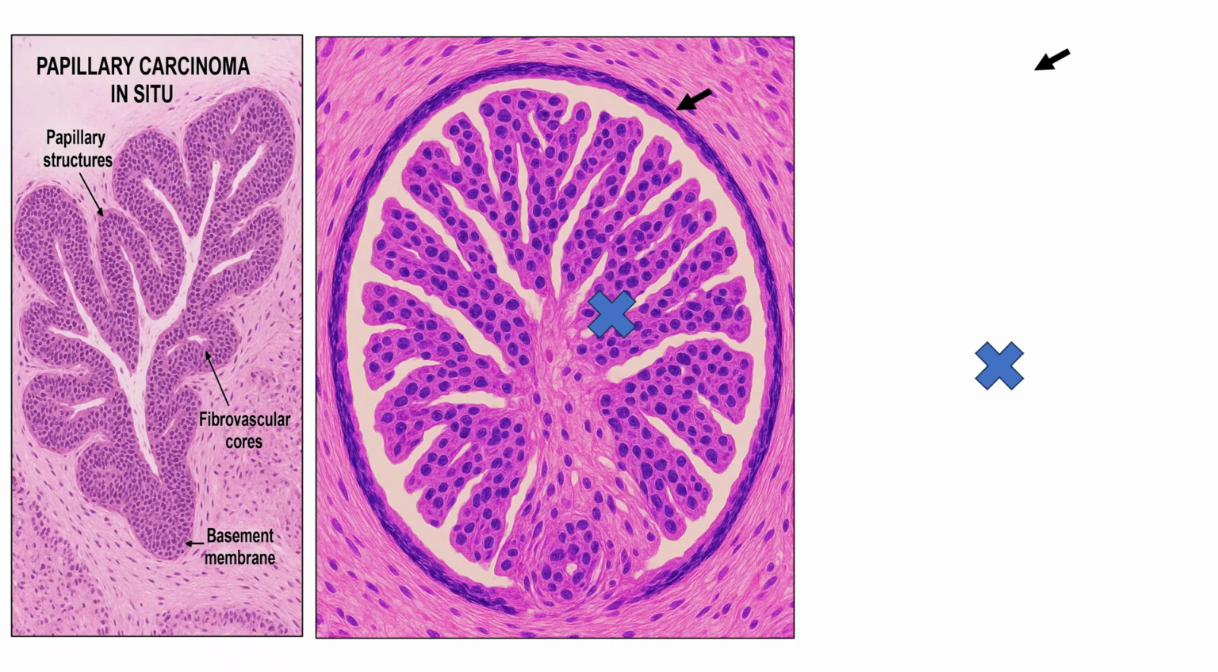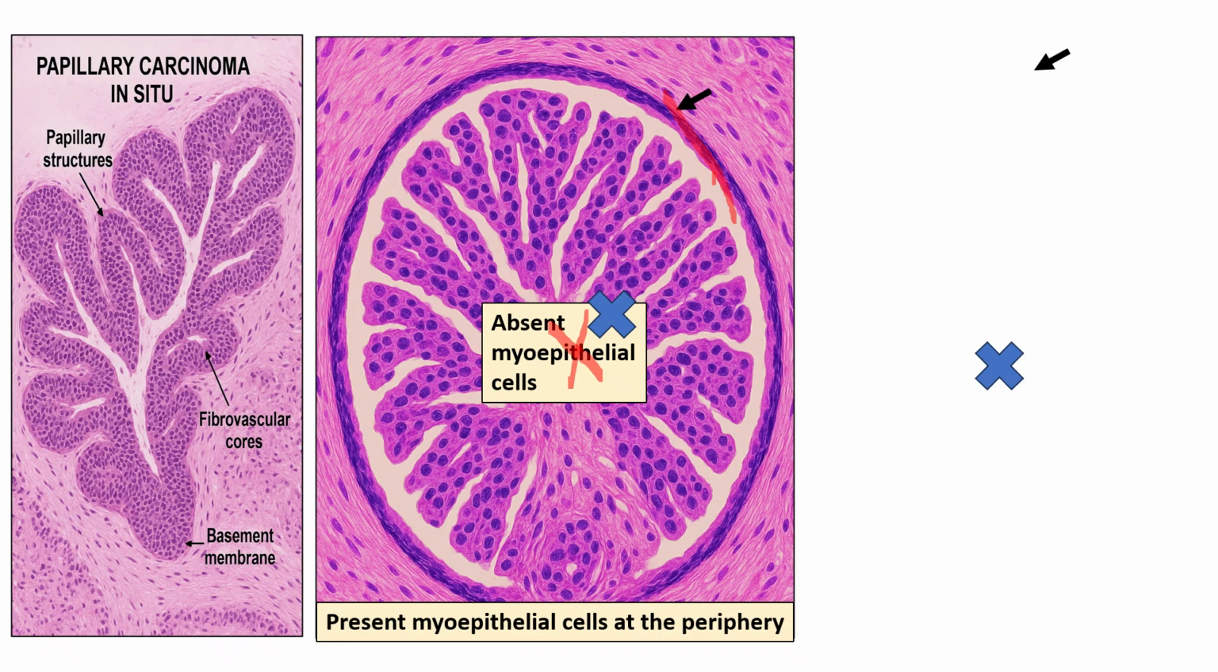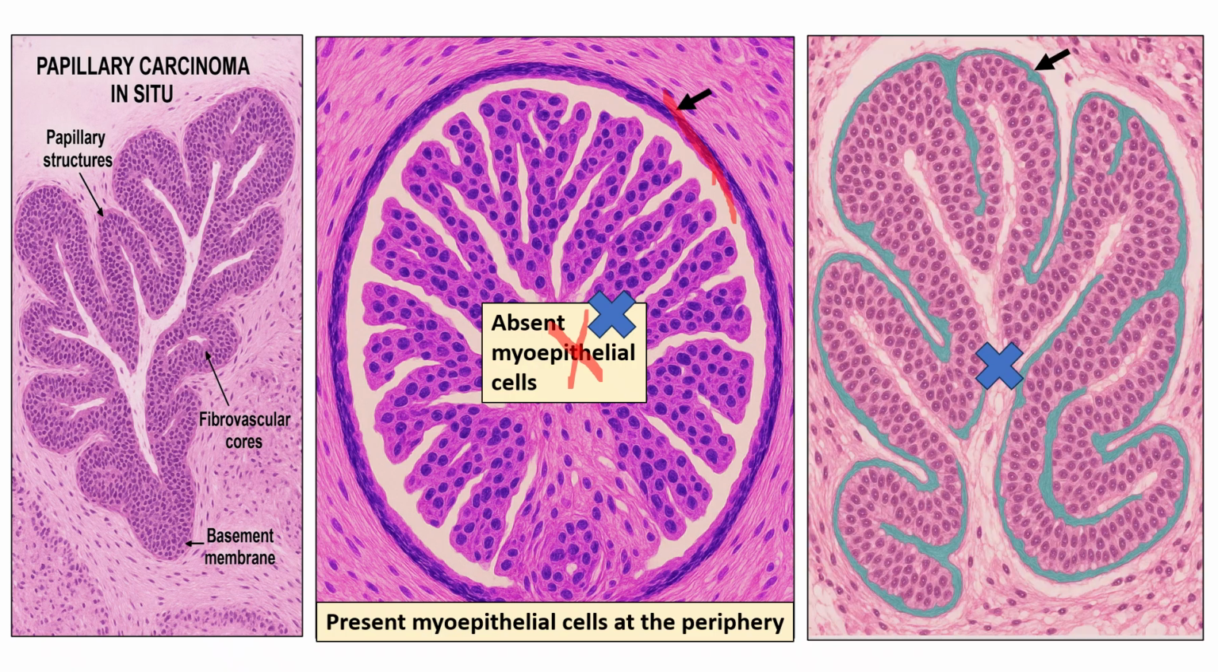So here in the center there are no myoepithelial cells, only at the periphery. So here there will be myoepithelial cells. So absent myoepithelial cells in the center with preserved myoepithelial cells in the periphery indicates papillary carcinoma in situ. Okay, so if both are preserved, it is intraductal papilloma. So here you are able to see the same thing. In the center they are lost, and in the periphery they are preserved.